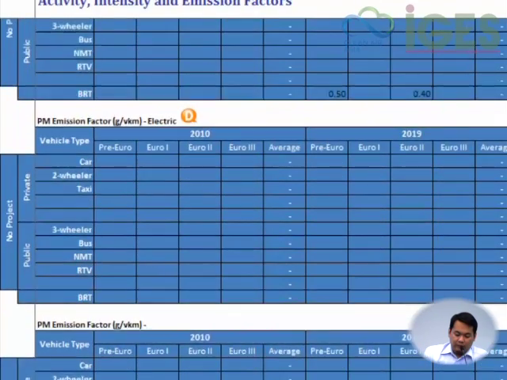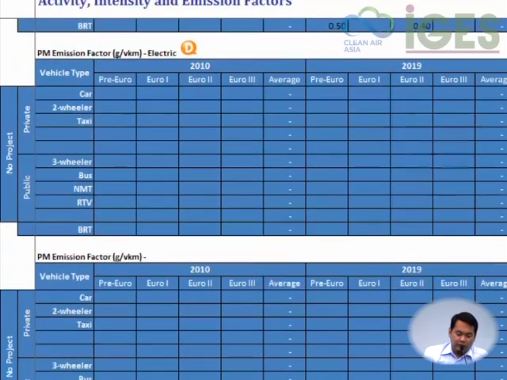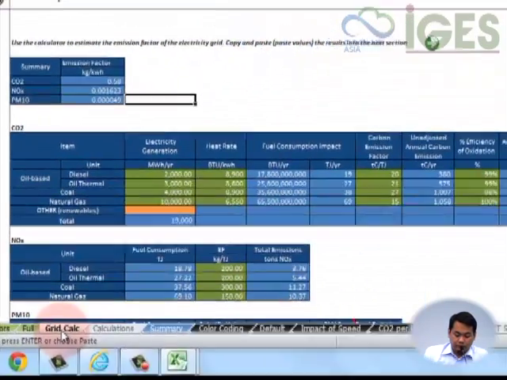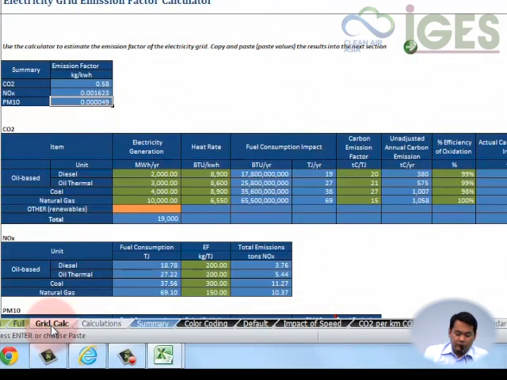And since we don't have anything for LPG, CNG, electric, these are left blue by the calculation sheet. Now, a small note about electric vehicles. There's a certain module here that enables users to calculate the emission factor of the electricity grid that would be used to power the electric vehicles, if any, and if needed.